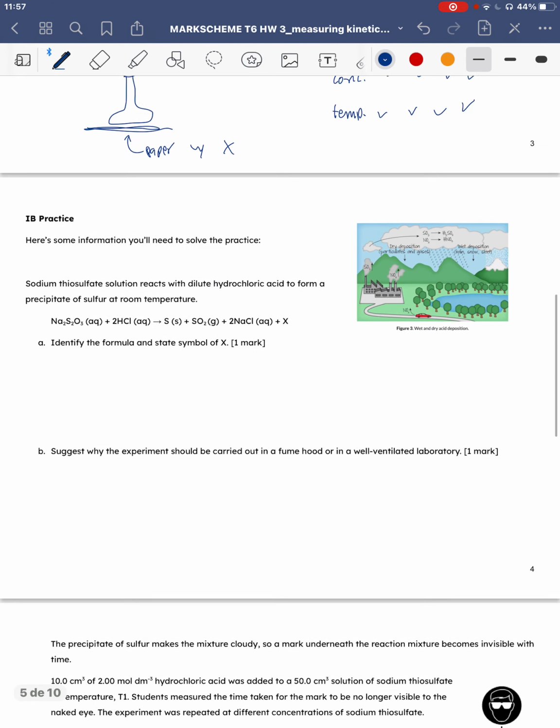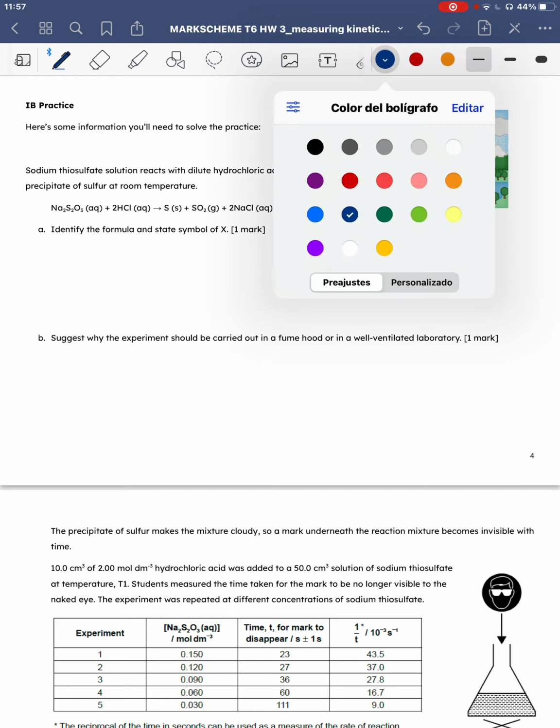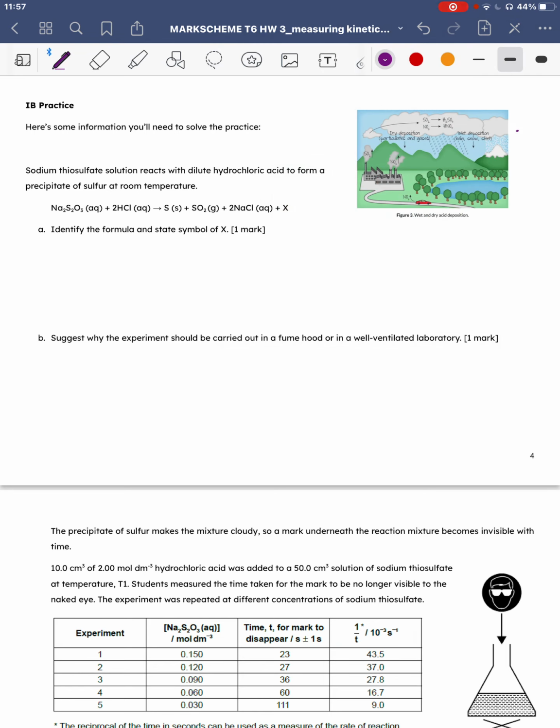All right, let's see an example of what that looks like. IB practice. I gave you some information that you're going to need in order to solve, so we'll take a look at that in a moment. And let's jump into it. Sodium thiosulfate reacts with dilute hydrochloric acid to form a precipitate of sulfur at room temperature. So I see sodium thiosulfate, hydrochloric acid forming sulfur and also forming some other things. Identify the formula and state the symbol of X.